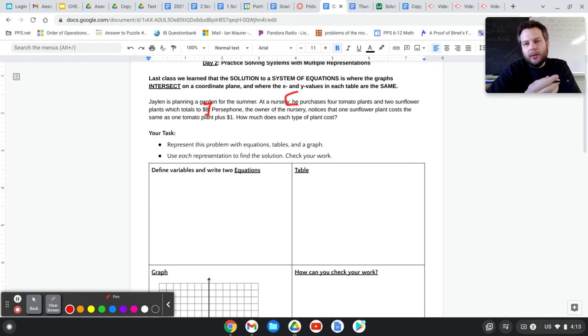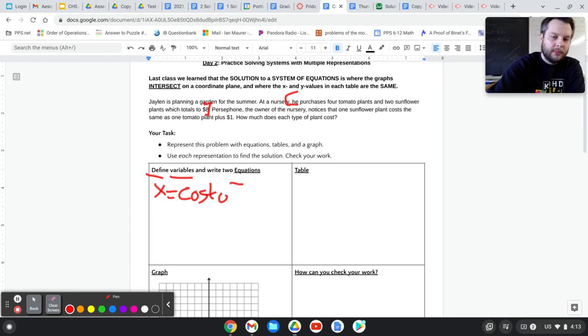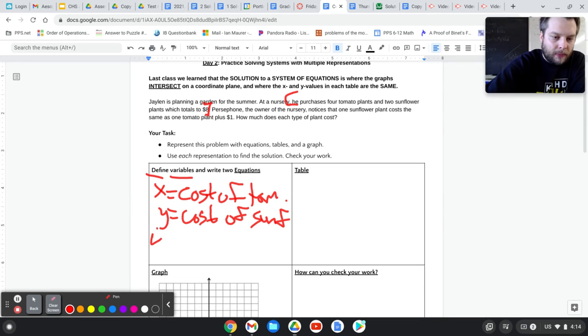And I want you to think, what do we know and what do we not know? We know how many, but we don't know how much they cost. It is absolutely crucial that you define your variables. Get in the habit of writing down what your letters stand for. You're writing an equation. You better tell me what the letters stand for. So I'm going to say that x is the thing I don't know, the cost of a tomato, and y is the cost of a sunflower. And then that sentence becomes an equation: 4x, because I bought 4 tomatoes, plus 2y equals 8.